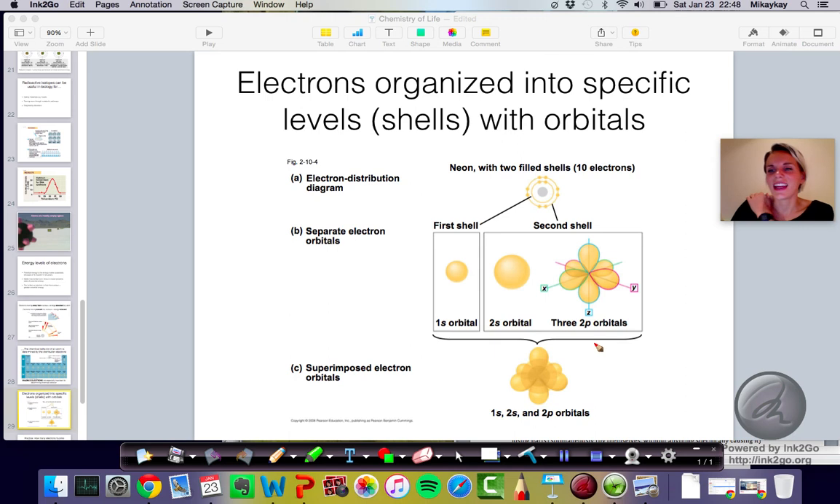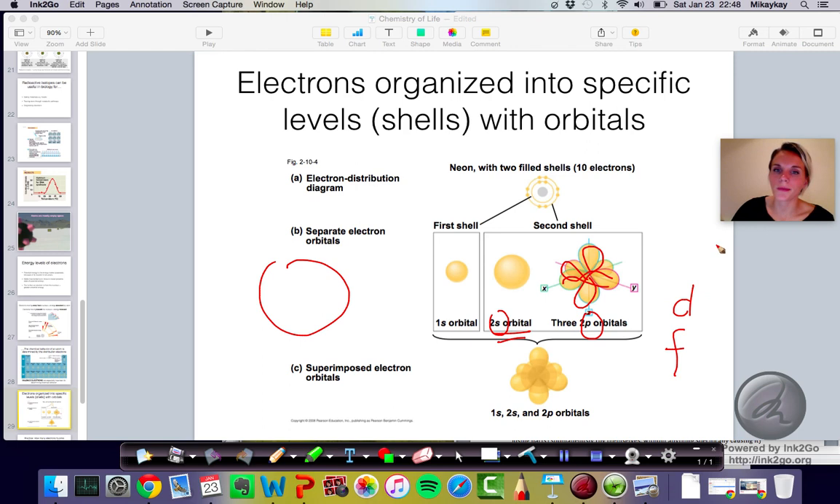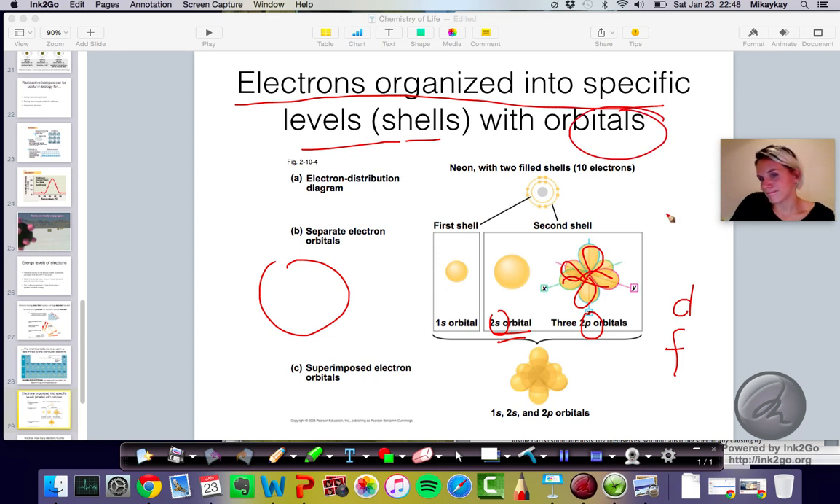And I don't think that you need to know these in too much detail, but you need to know that there are different types of orbitals that electrons can be in, and they can either be in spherical orbitals or they can be in these kind of figure eight shapes, and those are called p orbitals, and there's also d orbitals and f orbitals, and I don't think that you necessarily need to know them. Maybe we'll come back to them if we need to study them more. So the takeaway here is that the electrons are organized into specific levels or shells, and those have orbitals. So it's always a little bit more complicated than you think that it is.